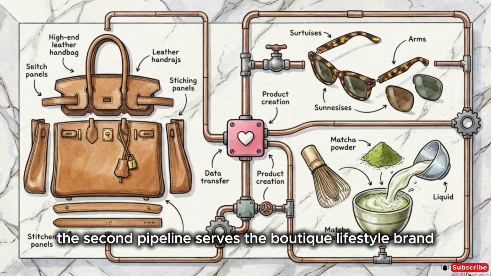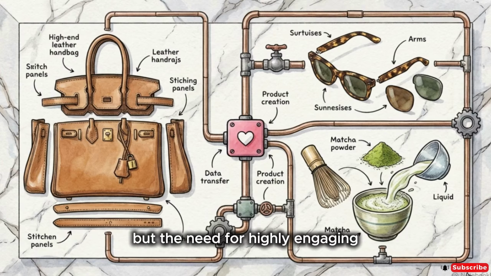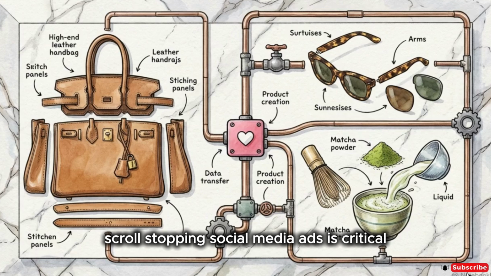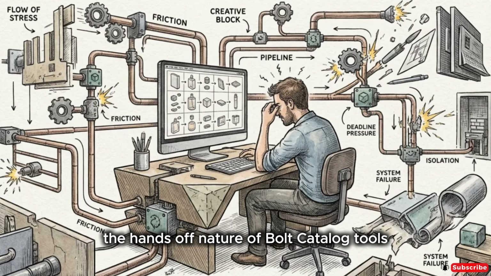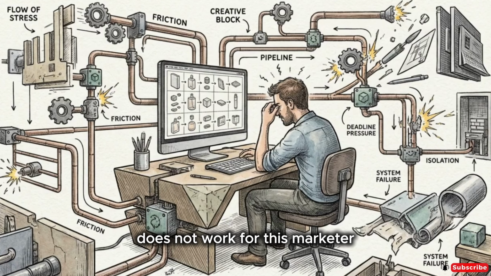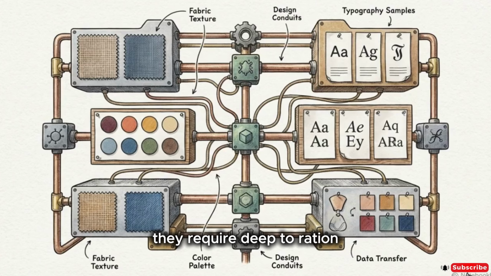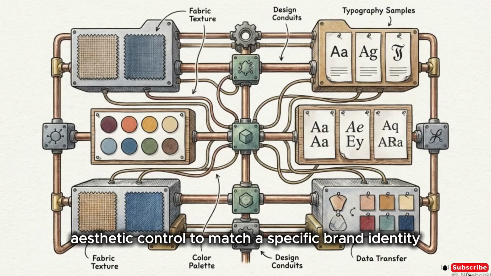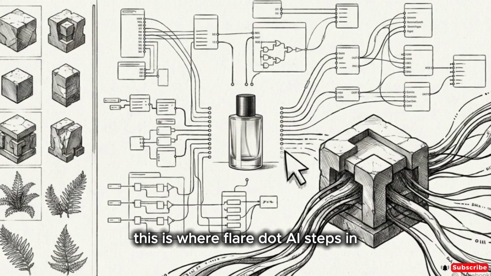The second pipeline serves the boutique lifestyle brand. Here, the catalog is small, but the need for highly engaging, scroll-stopping social media ads is critical. The hands-off nature of bulk catalog tools does not work for this marketer. They require deep curation and precise aesthetic control to match a specific brand identity. This is where Flare.ai steps in.